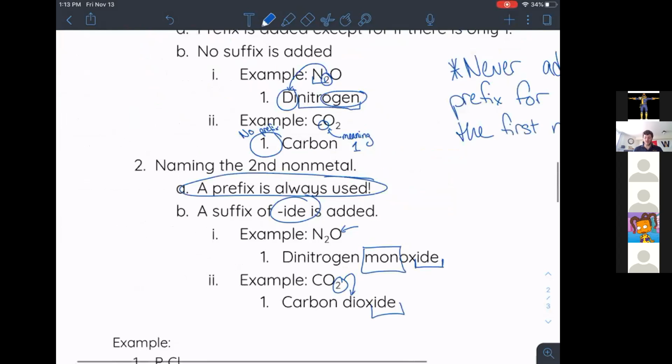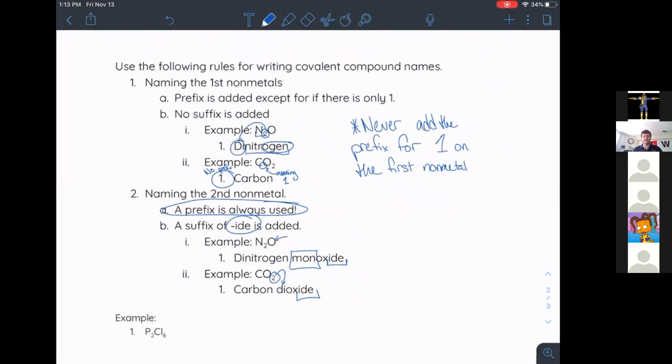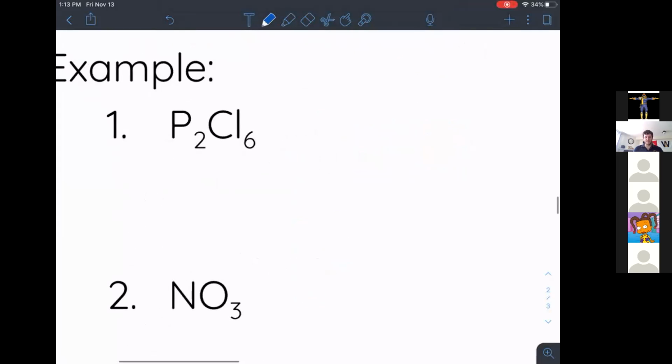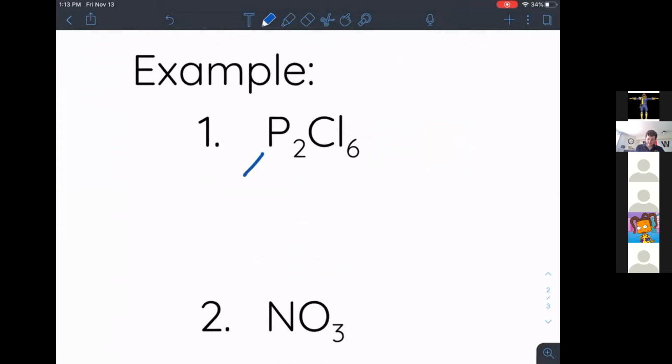Are there any questions on the rules? Because we're going to do some practice together. All right. So let's take a look at our example. We have P2Cl6. So my first question is, what is the element P? Phosphorus. And then what is the element Cl? Chlorine. Good.